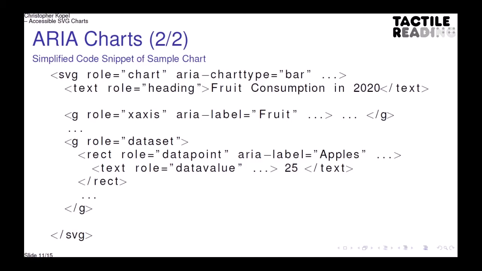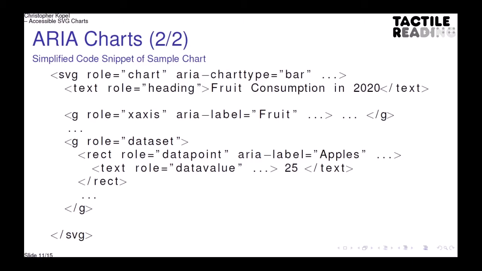Afterwards we have another G element with the role data set. This is the group which contains all the data points. And as an example, within this G group, we have a rect element with role data point. Remember, we have a bar chart, so we need rectangular boxes, and this can be drawn by a rect element. It has role data point, and it has the property aria-label set to apples. So, this shall mean that the X component of this data point is apples.